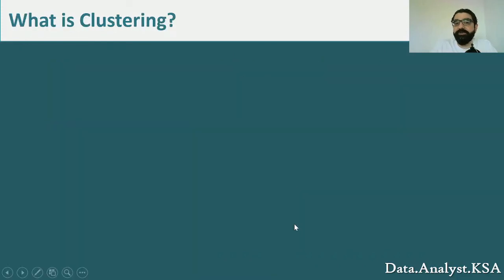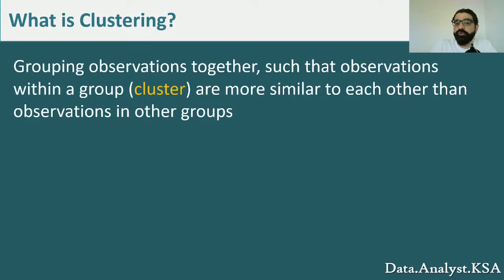So what is clustering in basic terms? Clustering is grouping observations together such that observations within a group, and this group we call a cluster, are more similar to each other than observations in other groups. So let's say we end up with 5 or 6 groups. We expect that the observations in group 1 are more similar to each other than to observations in group 2 or group 3 or group 4. So within each cluster, the observations are similar. Among clusters, the observations should be dissimilar or a little different.